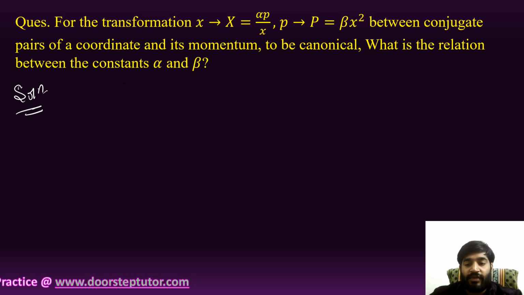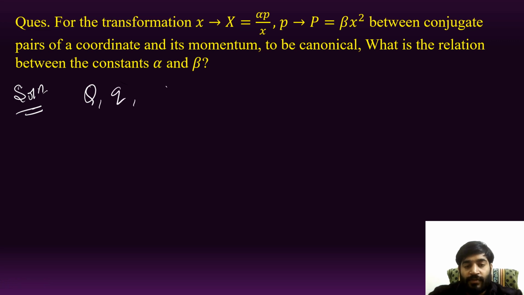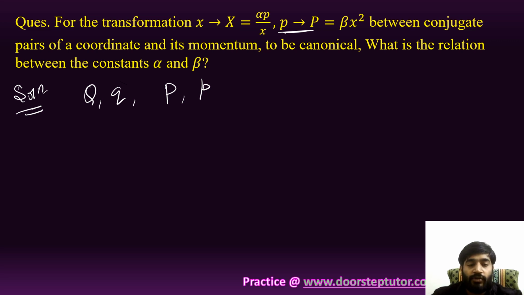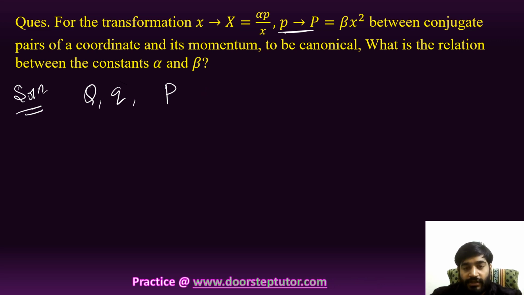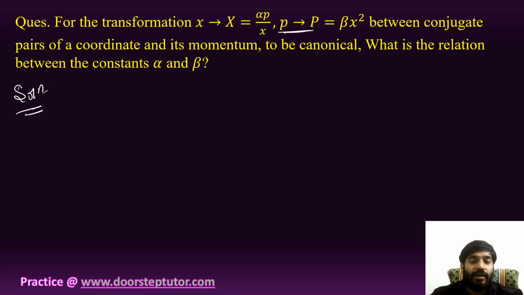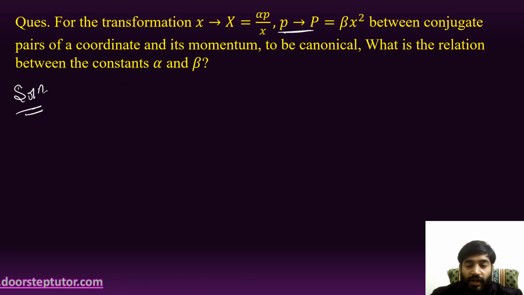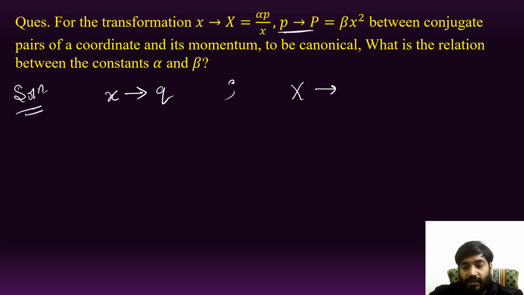We have studied the relation of capital Q, small q, capital P, small p. If you see this, you can see capital P and small p are already there, but where are capital Q and small q? These are the position coordinates. Instead of capital Q and small q, it is given in terms of small x and capital X. So we just replace them: small x is small q, and capital X is obviously your capital Q.